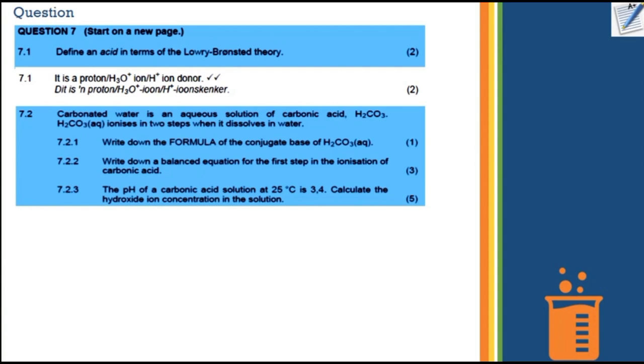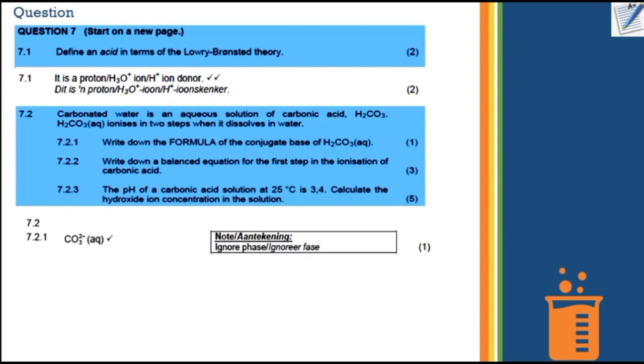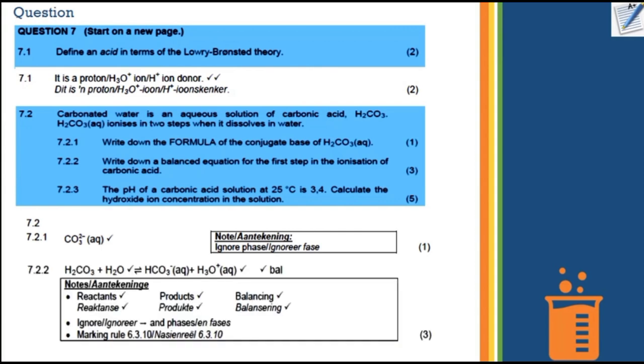So 7.2.1 says, write down the formula of the conjugate base of H2CO3. In other words, if we had to take one hydrogen away from that, what would the conjugate base be? Well, there we'll have that. Notice that. The conjugate base of H2CO3 aqueous solution would be CO3 2-.